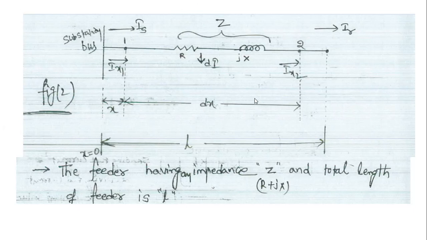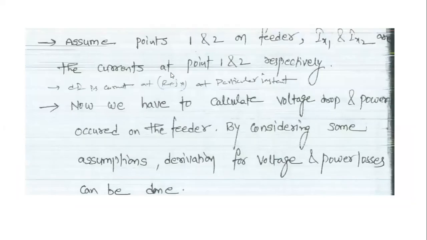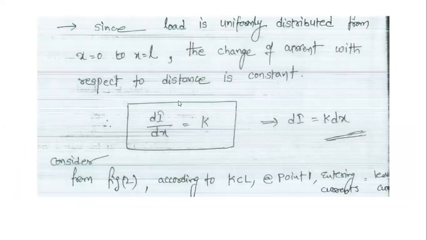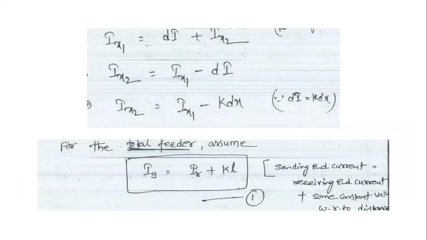Next, the total length will be considered as L. At point 1, the current is Ix1. At point 2, the current is Ix2. Then apply KCL at point 1 and apply KCL at point 2. Then we can write that dI by dx is equal to k, where k is a constant.